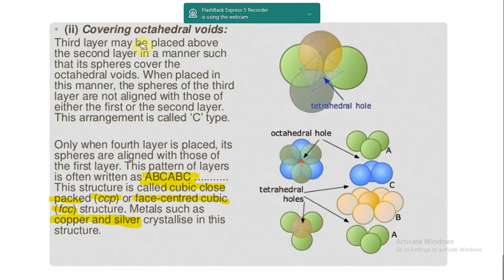So the third layer may be placed above the second in such a manner that its spheres cover the octahedral voids. When placed in this manner, the spheres of the third layer are not aligned with those of either the first or the second layer. So it is not aligned with either of the first or second layers. This is called the ABC type of arrangement.